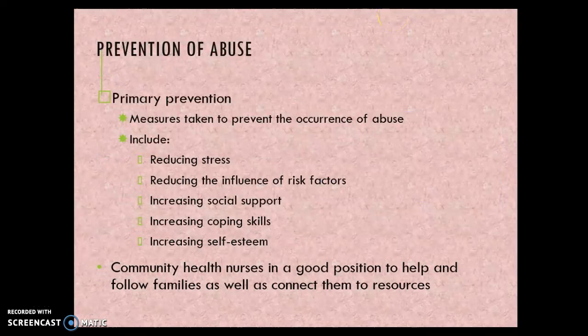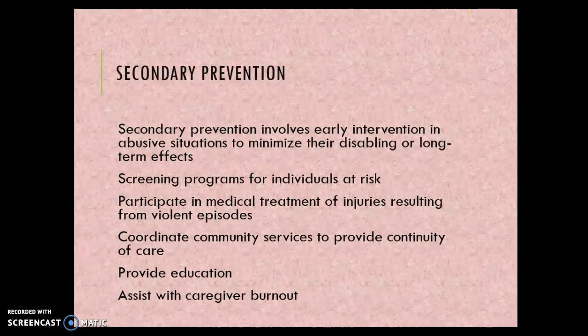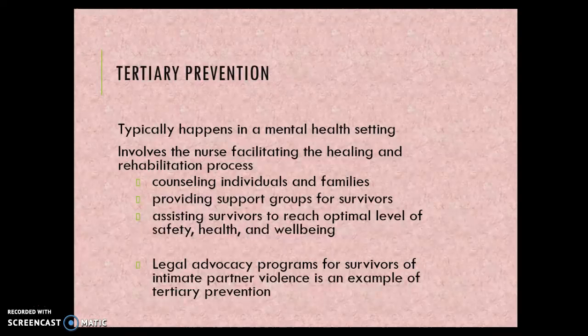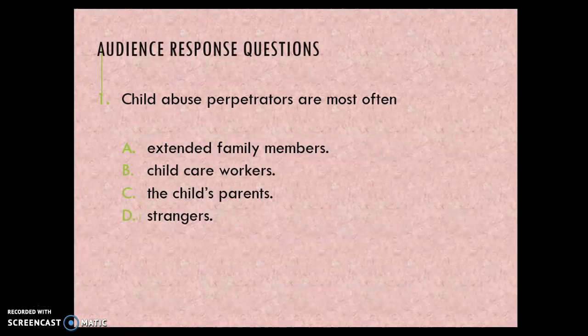So it's very serious. Prevention of abuse, primary measures: we want to help with stress reduction, making sure there are social supports, increasing coping skills and self-esteem. Community health nurses are in good positions to help and follow families. Secondary prevention has to do with screening and assisting with caregiver burnout, especially for those caring for elderly patients. Tertiary prevention involves the nurse facilitating the healing and rehabilitation process. We assist survivors to reach an optimal level of safety, health, and well-being. Legal advocacy programs for survivors of intimate partner violence are an example of tertiary prevention, so advocating at a legal level for survivors.